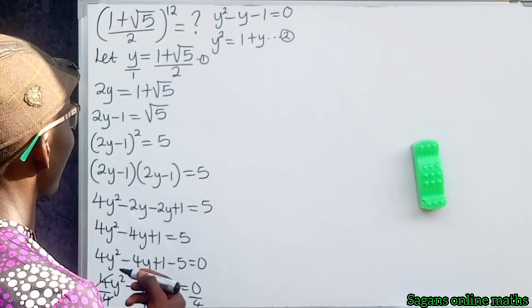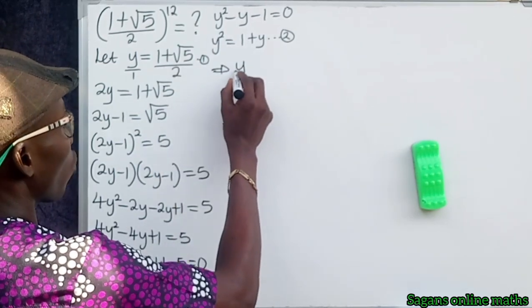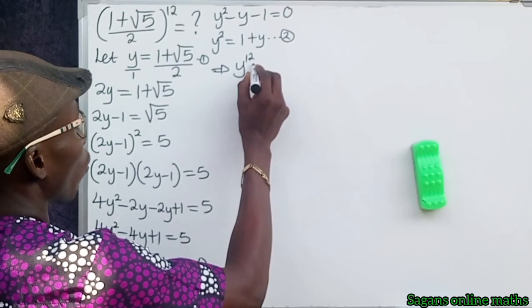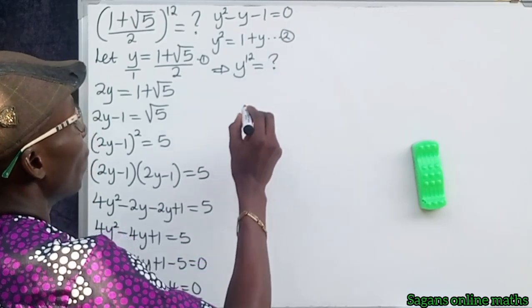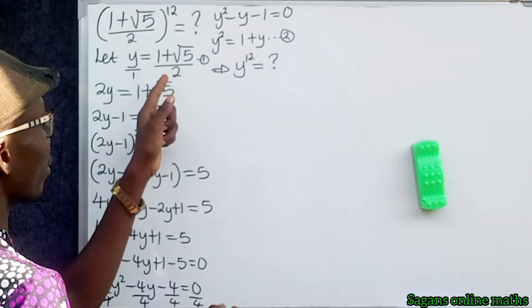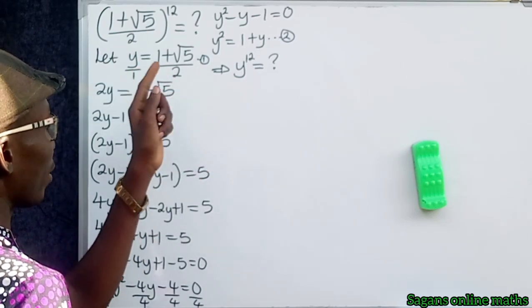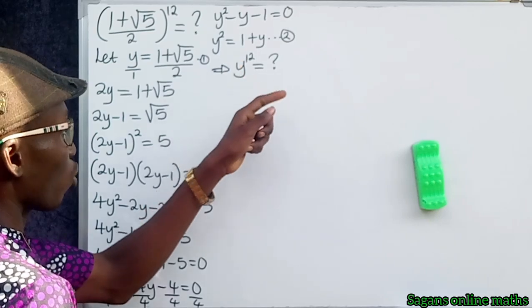Now, what are we going to do? This implies that all this is now y to the power of 12. So we are looking for y to the power of 12. Consider I said let y equal (1 + √5)/2. So that means y represents (1 + √5)/2. So that means y to the power of 12 is equal to what?